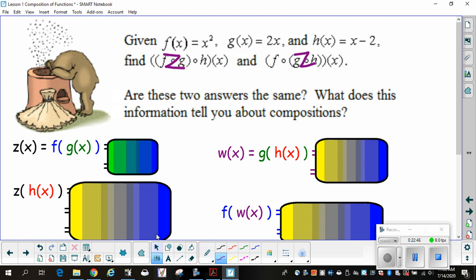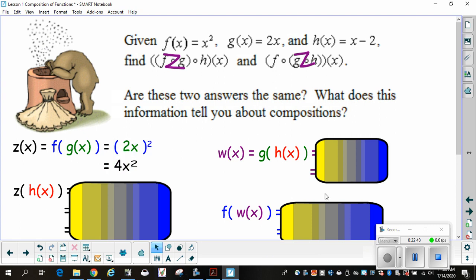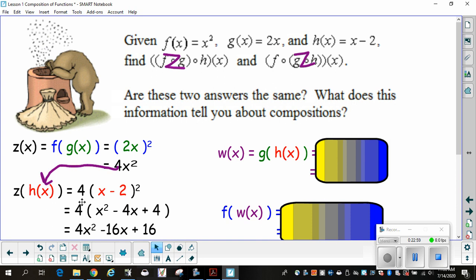All right, great. I do that and I get 4x squared. Now I'm going to take the 4x squared and plug it in here. Oops, sorry, I don't plug it in there. Misspoke myself. This is going to be composed of h, so I'm going to take h and plug it into the z, which I do. And this x minus 2 quantity squared gets FOILed. Okay, it gets multiplied x minus 2 times x minus 2, and then the 4 gets distributed.